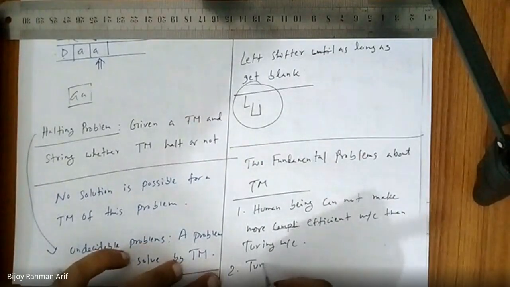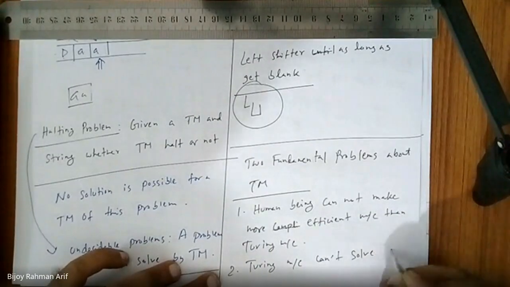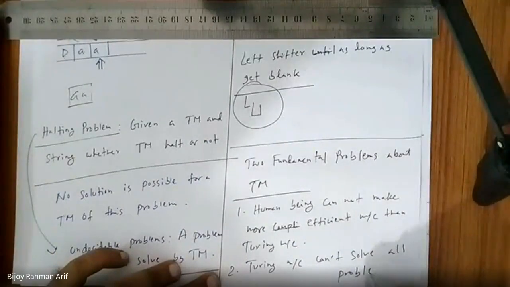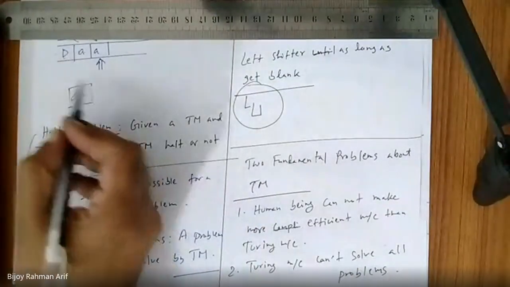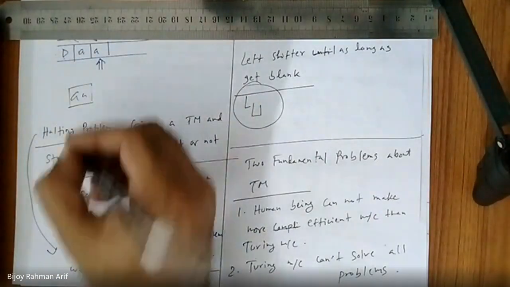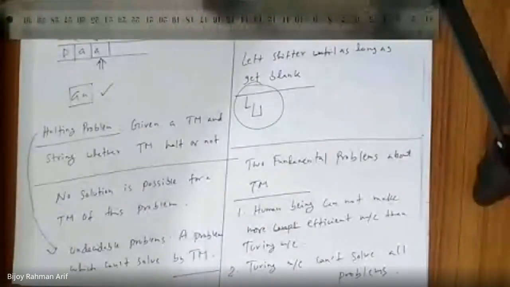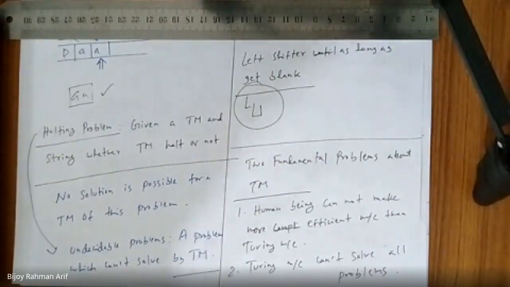The second thing is, a Turing machine cannot solve all problems. We have already given you an example. For this left shifter until it gets blank, if you give a string AA, you cannot design a Turing machine which can say whether it is going to run infinite time or it is going to halt. That decision problem cannot be solved by a Turing machine. So there are some problems which cannot be solved by a Turing machine. Those are called undecidable problems, and the halting problem is an undecidable problem.